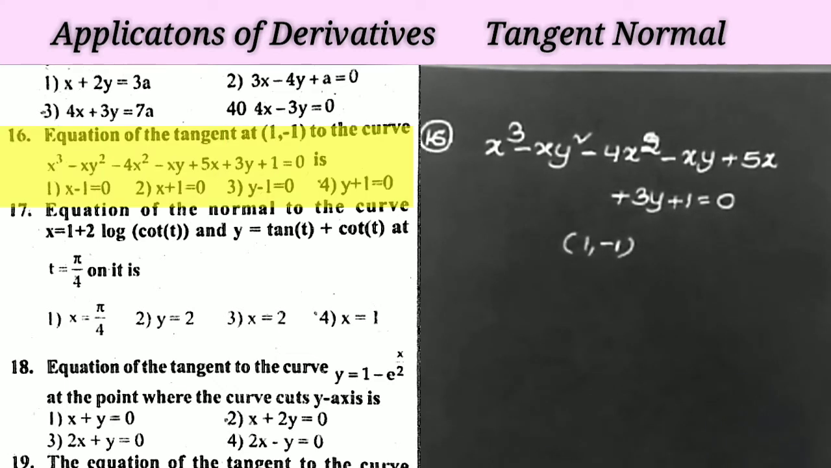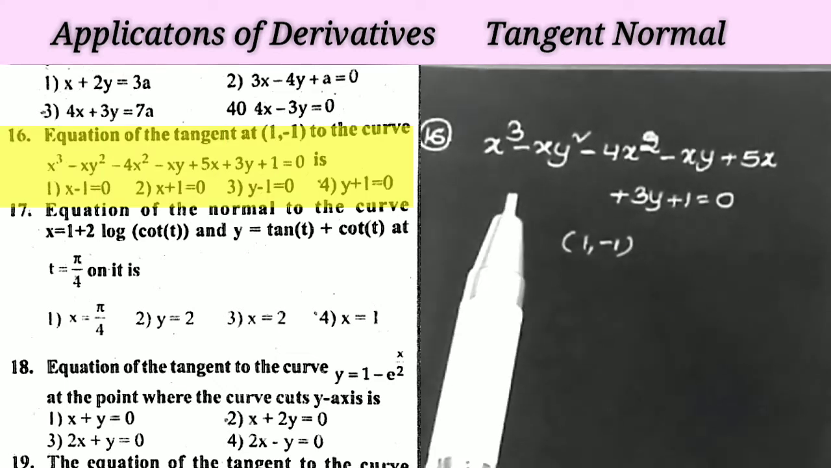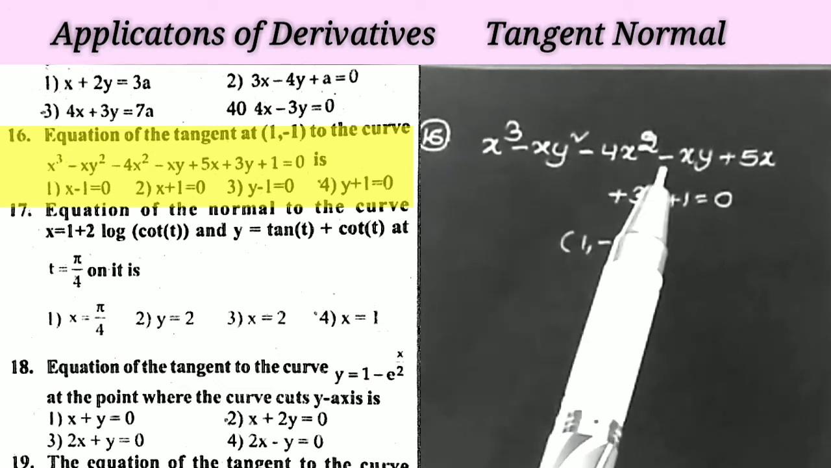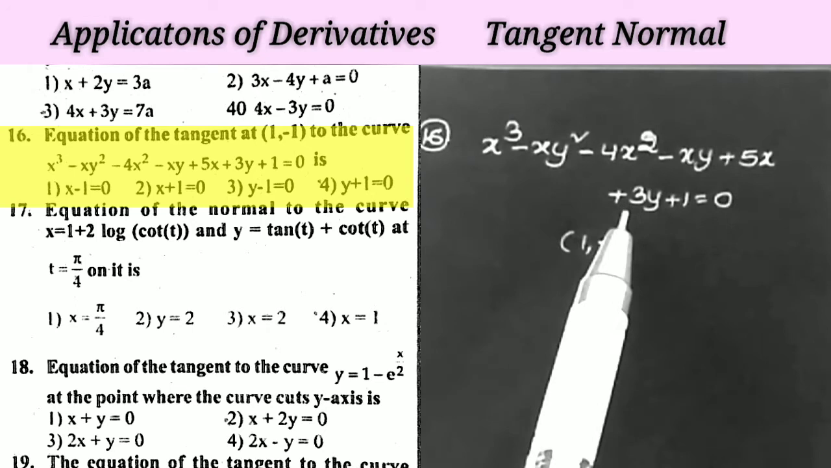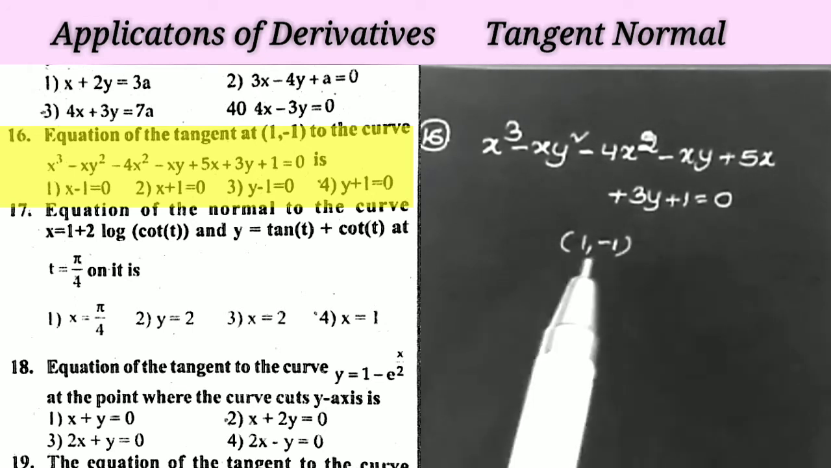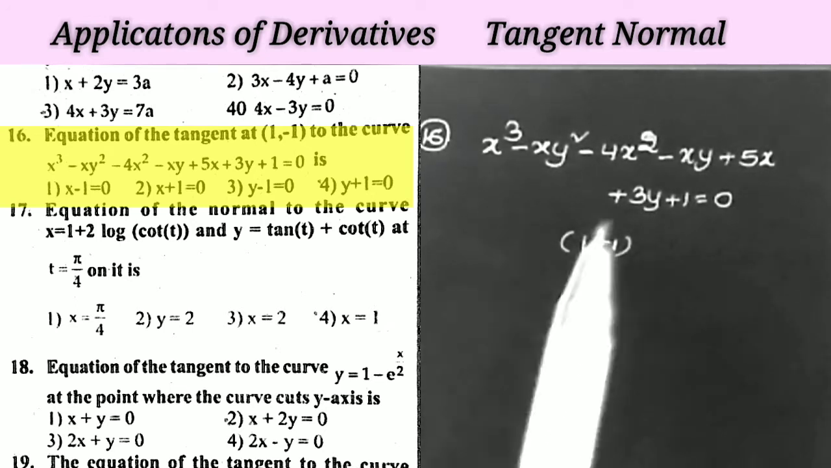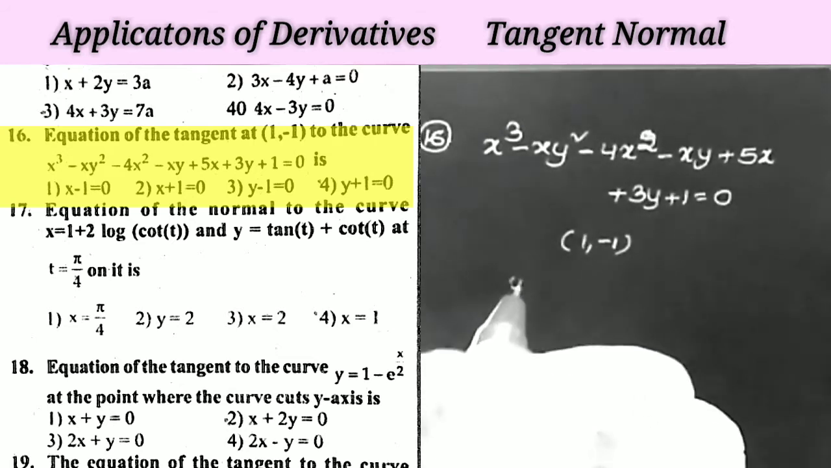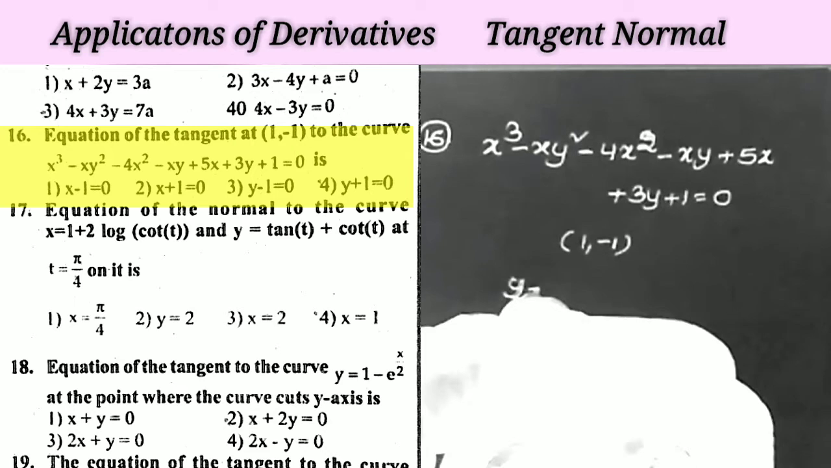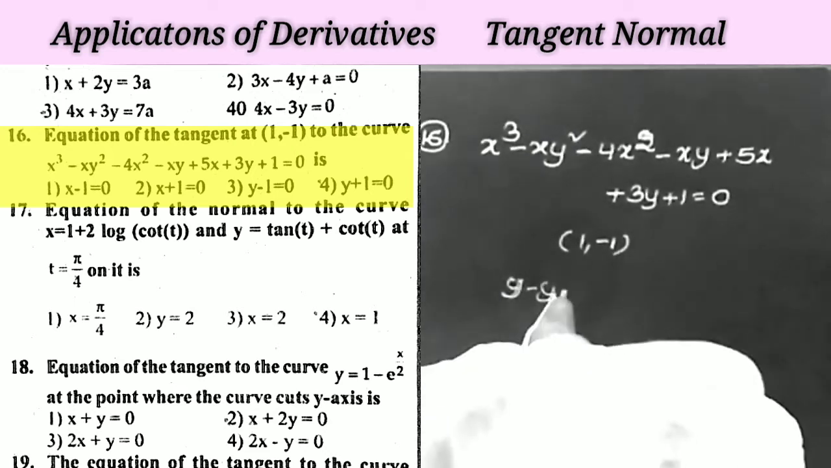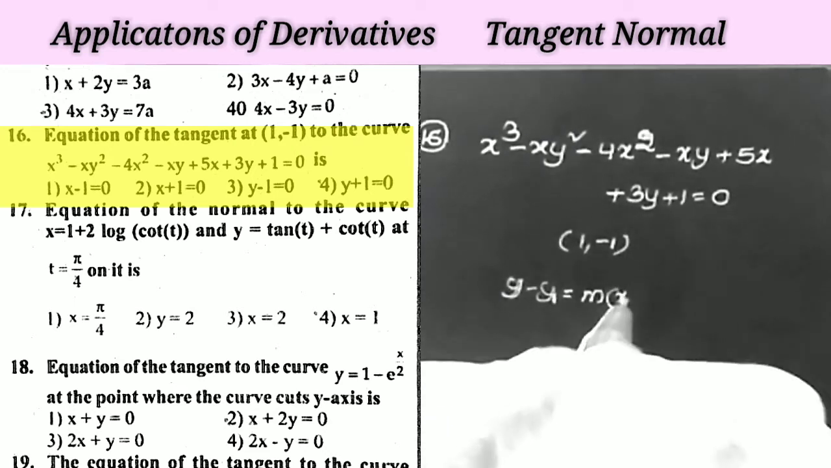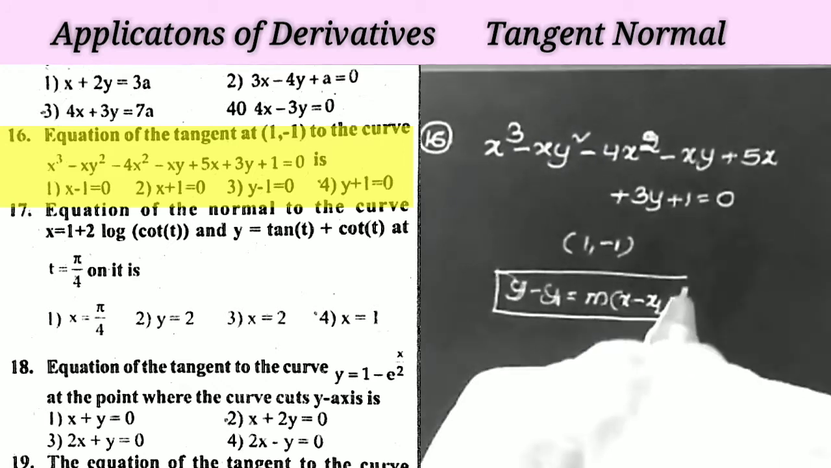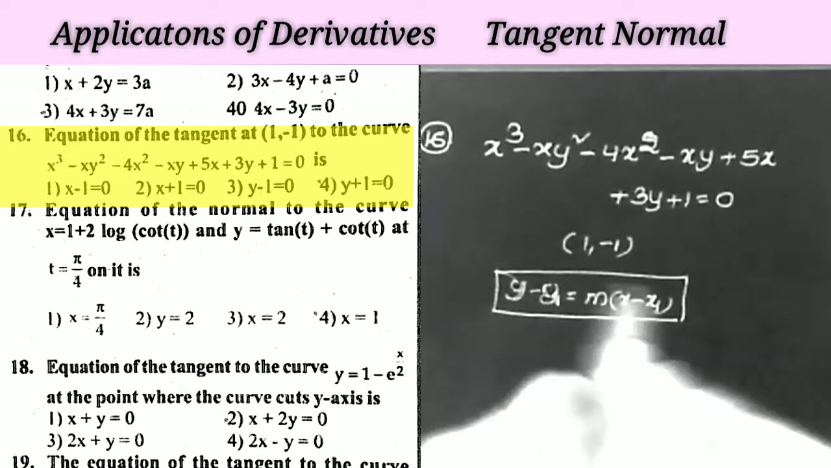Sum number 16. The equation of the tangent to the curve x cube minus x y square minus 4x square minus x y plus 5x plus 3y plus 1 is equal to 0 at the point (1, -1). What is the formula for finding the equation of the tangent? The formula is y minus y1 is equal to m into x minus x1.